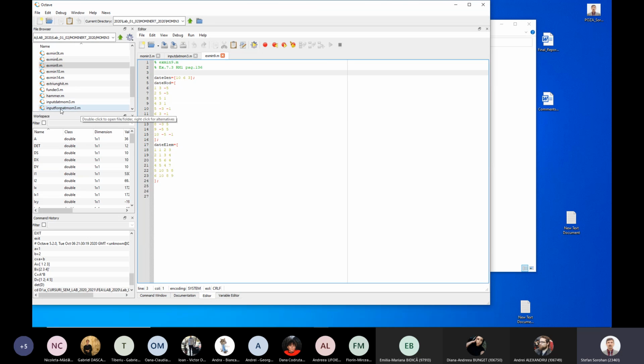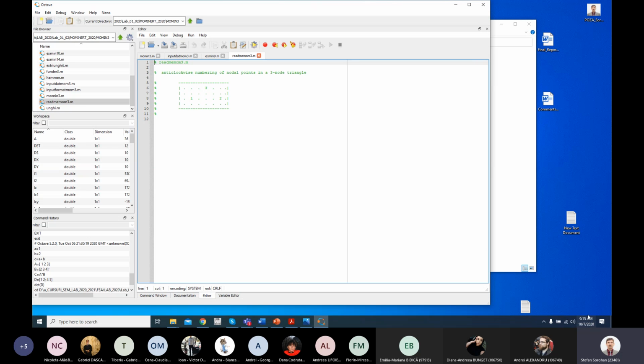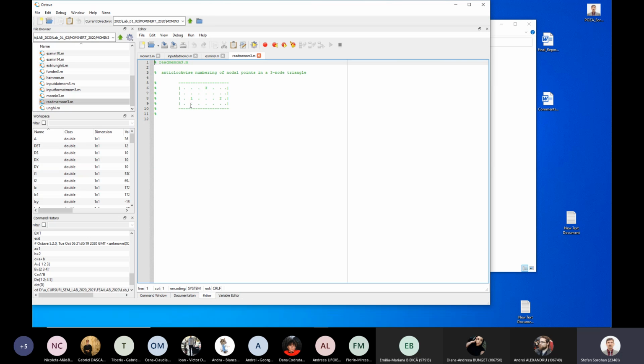I suppose that we have a readme. Let's open it. From this readme you will see how the angle is defined. So 1, 2, 3. Please keep in mind that we have this information. Also, you can see here the input data format.